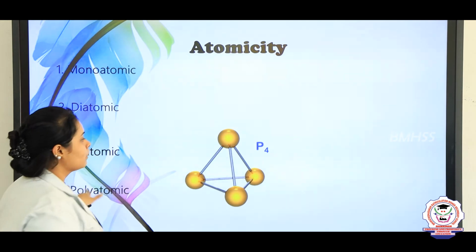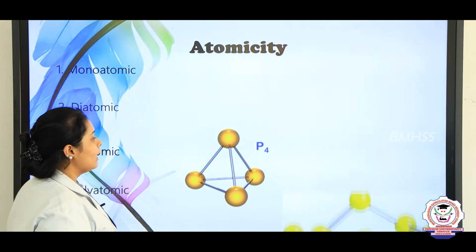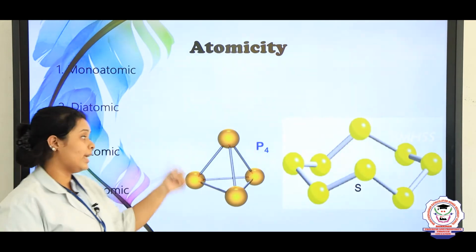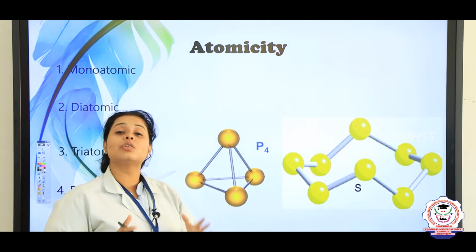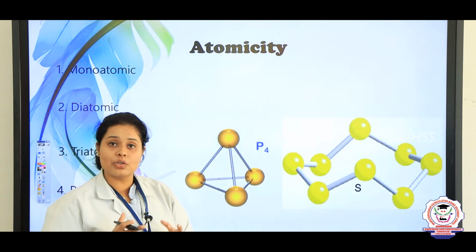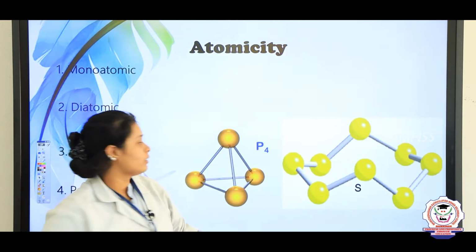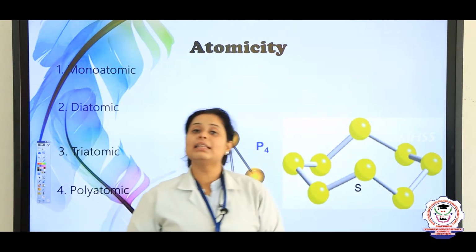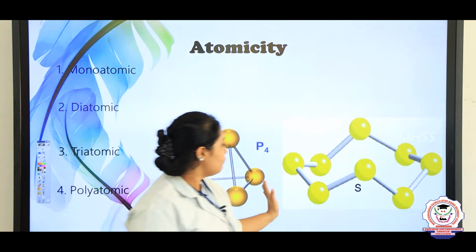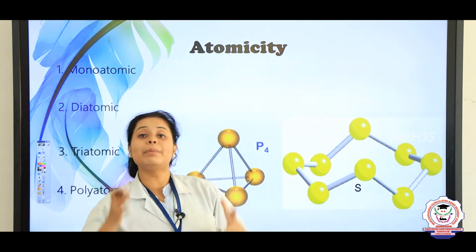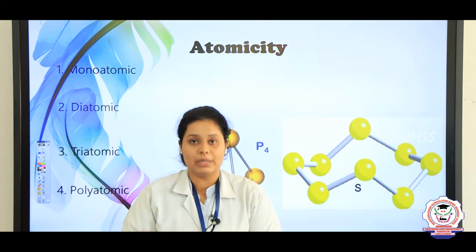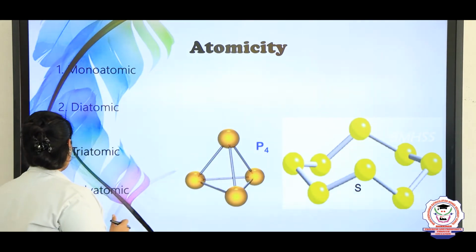P4 and S8. Here P is phosphorus. Phosphorus is always present in the combination of 4 phosphorus atoms, and in the same way S is sulfur, and sulfur will be present in the combination of 8 sulfur atoms. Only then it is stable. So this is the concept of atomicity.